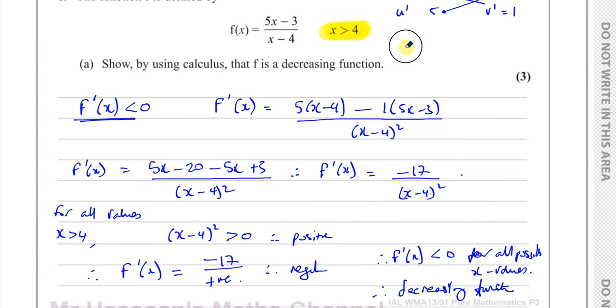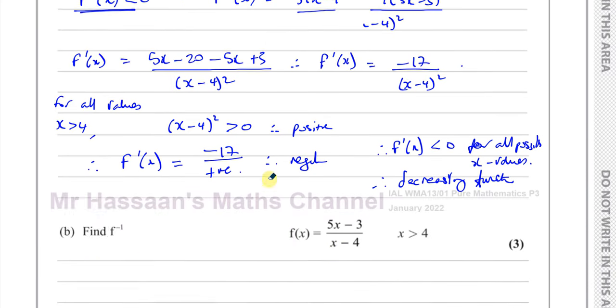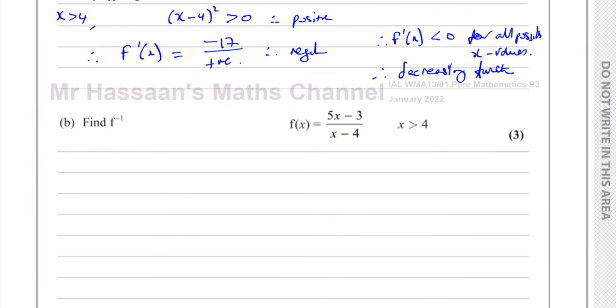Okay, so that's part A. Now for part B, it says find f to the power of minus 1, meaning the inverse function. We've got to find the inverse of f of x. Now to find the inverse of a function, we take the original function, and first of all I replace the f of x with y.